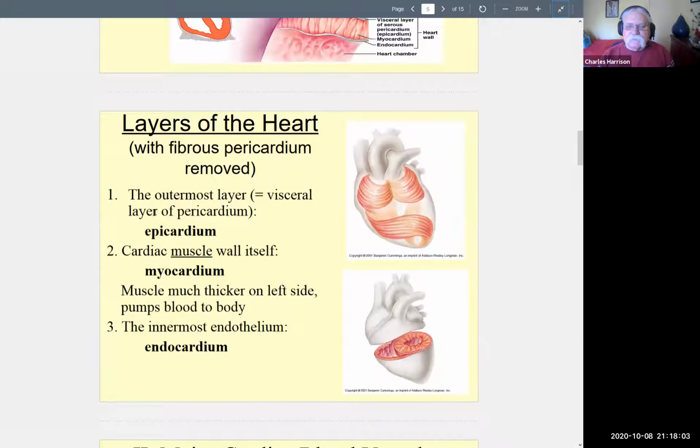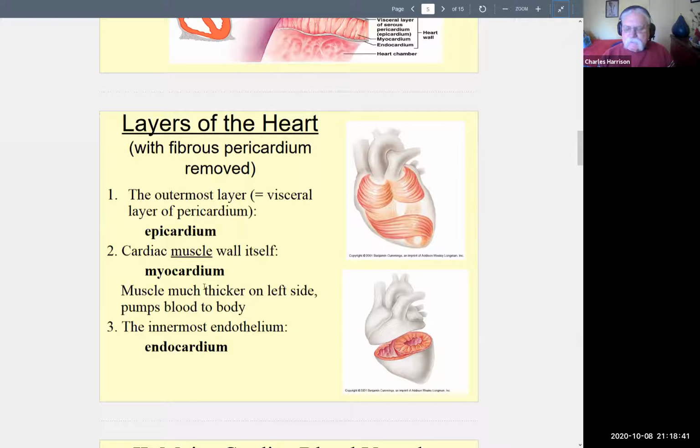The outermost layer of the heart, where I'm touching here, that's the visceral pericardium. That's the one known as the epicardium. When we cut into the heart, we'll cut into the muscle, which of course is cardiac muscle, and all the muscle underneath the epicardium is called myocardium.